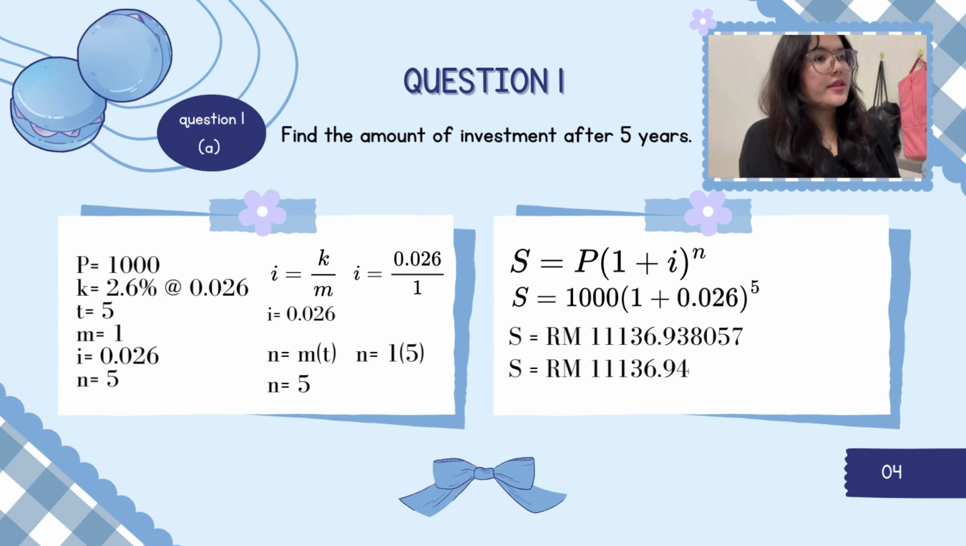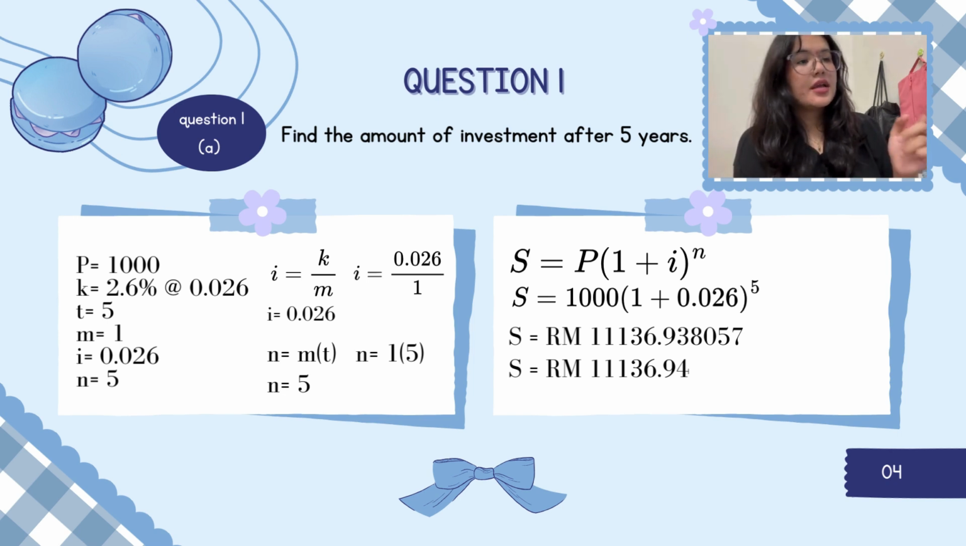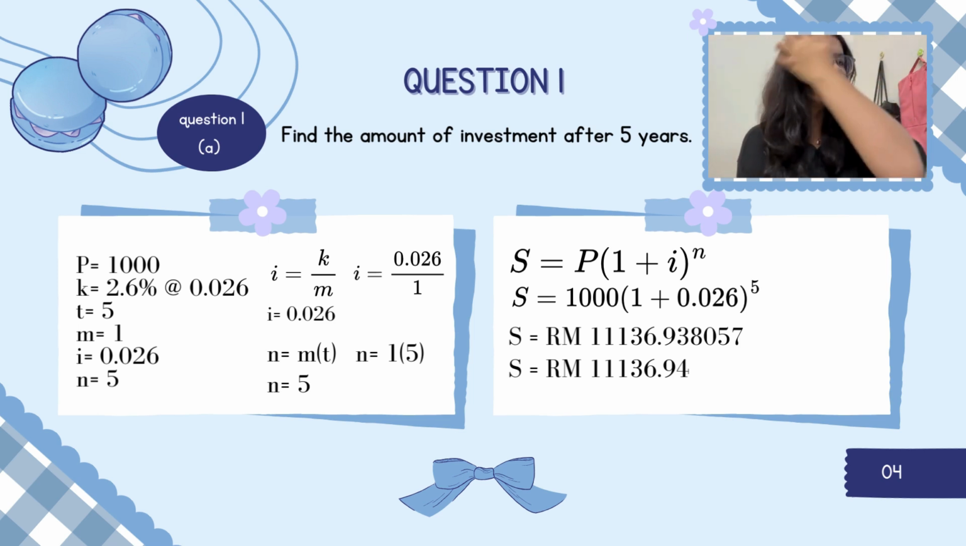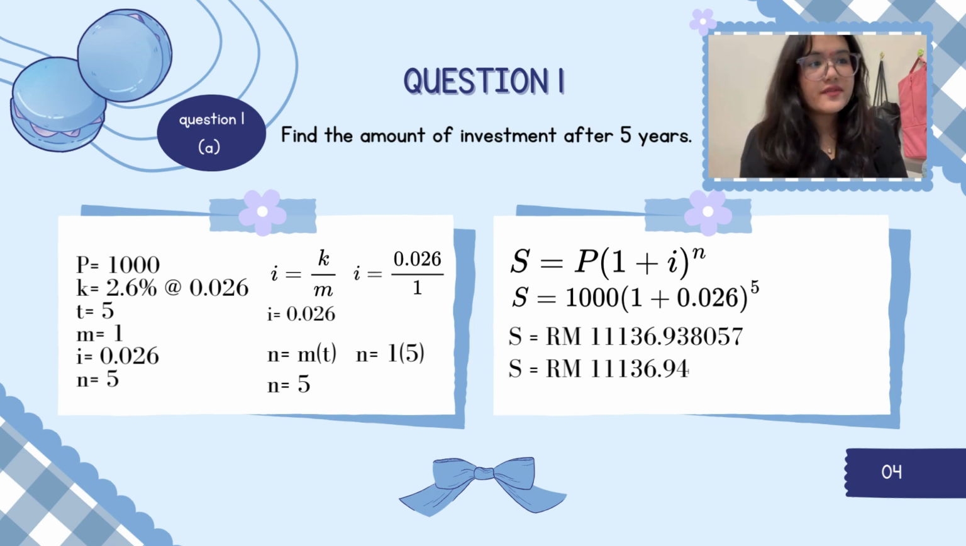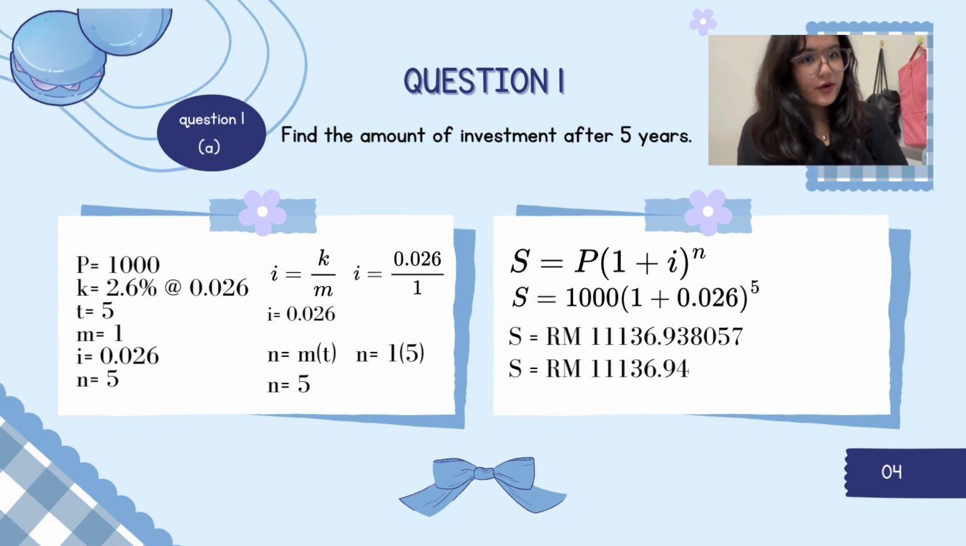Alright, for this question, they want the S, the amount of investment after 5 years. How do we get S? We use the formula given. It's S equals P(1 + I)^N. So for this question, it's S equals 1,000 times (1 + 0.026) to the power of 5. With that calculation, we get RM1136.938057. And then to sum it up, we got RM1136.94.